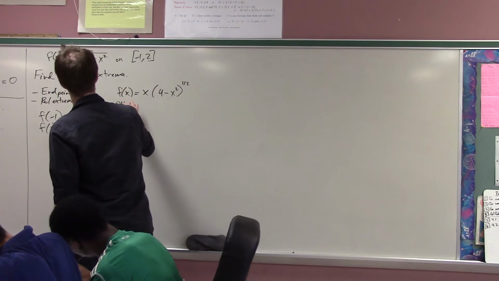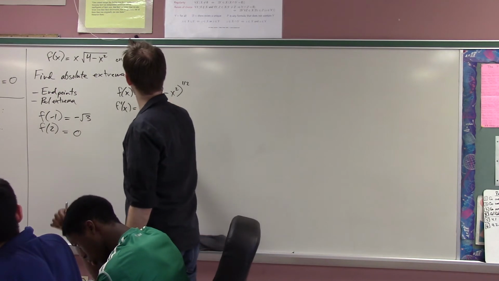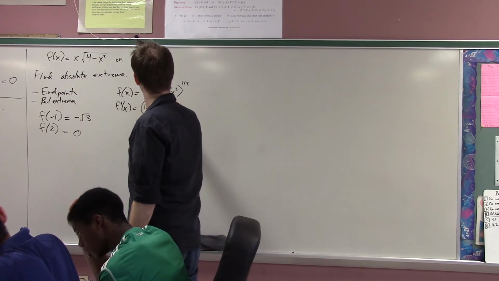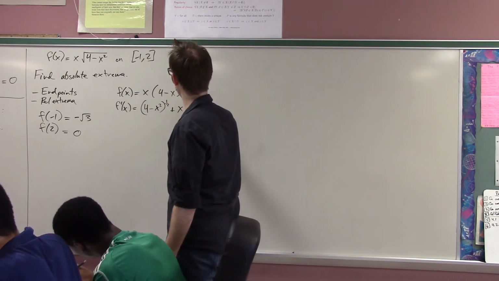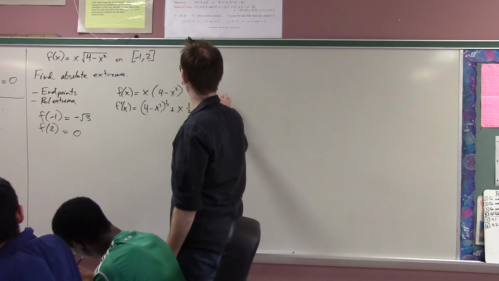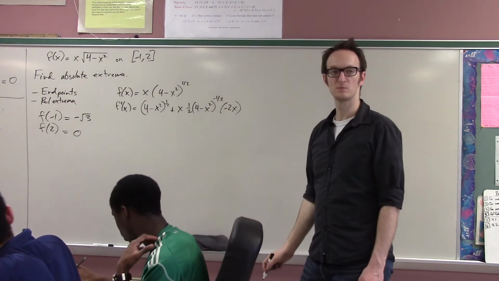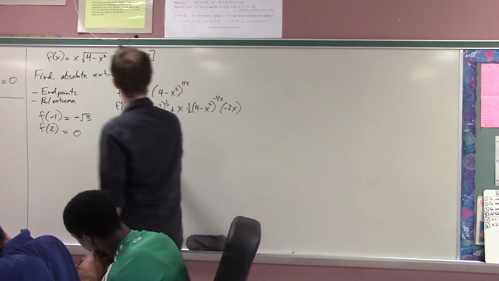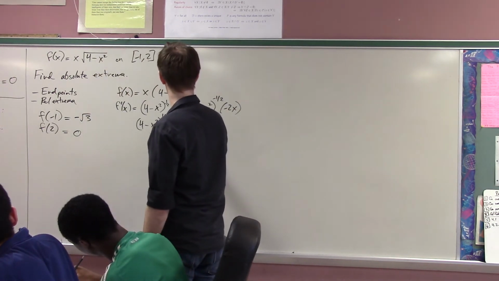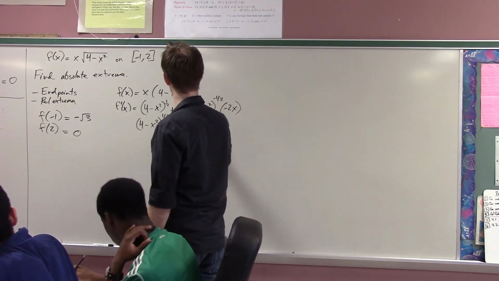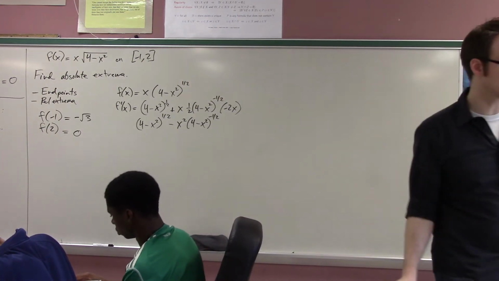So if we take the derivative, we have to use the product and chain rule, right? So it's like derivative of the first times the second plus the first times the derivative of the second. And the derivative of this is going to be 1/2 (4 minus x squared) to the -1/2 times the derivative of the inside, -2x. Okay, so this is (4 minus x squared) to the 1/2 minus x squared (4 minus x squared) to the -1/2.